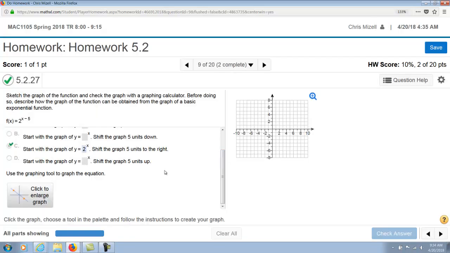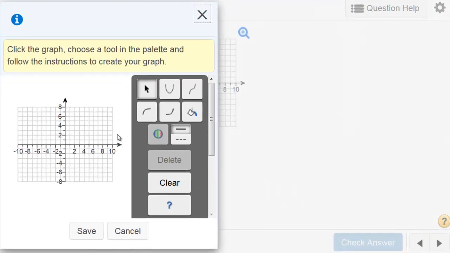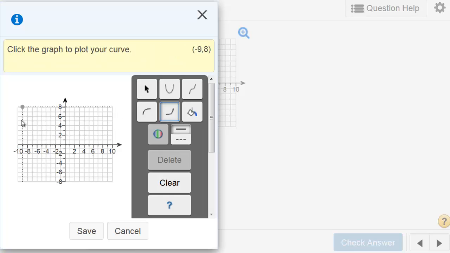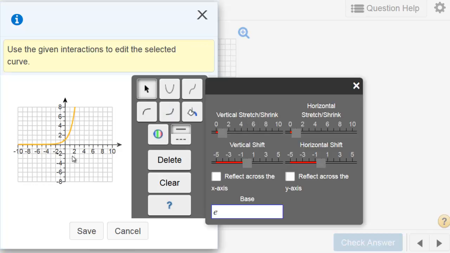Now it's a follow-up question that presents the challenge. How do we get MyMathLab to display this graph? Well, let's give it a look. Click the graph, choose a tool in the palette, and follow the instructions to create your graph. All right, I'm going to choose a tool. So the tool I want is the exponential tool because it's an exponential function, a transformation of one that I want to graph. So I'll click that tool. Now I'm going to click any point at all. Just click the graph. There we go.